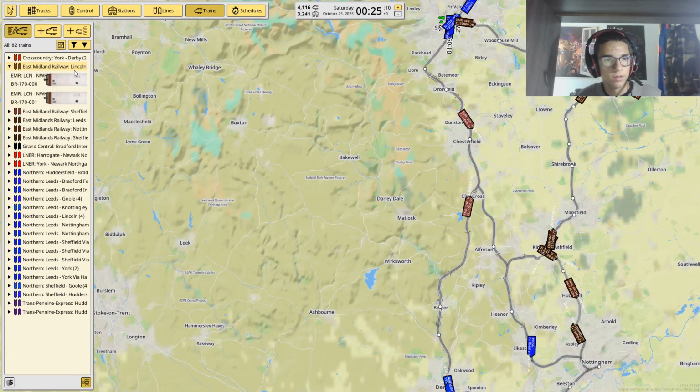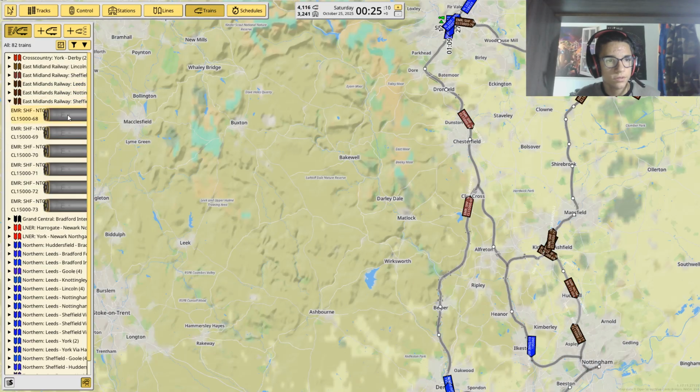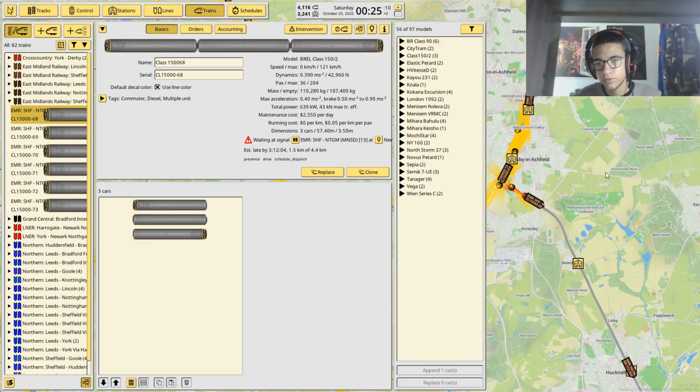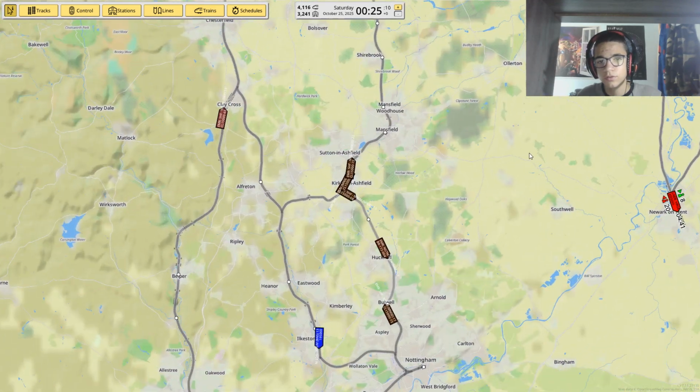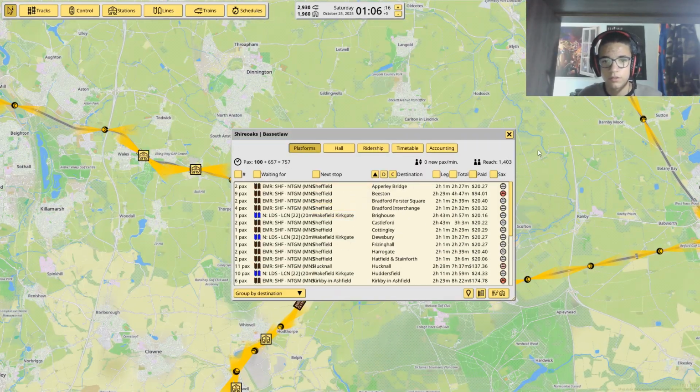And maybe add a few more trains for the line. So, Sheffield to... There's already tons of trains from Sheffield to Nottingham. There's already tons of trains here, which is not good. Really isn't good. What the hell?